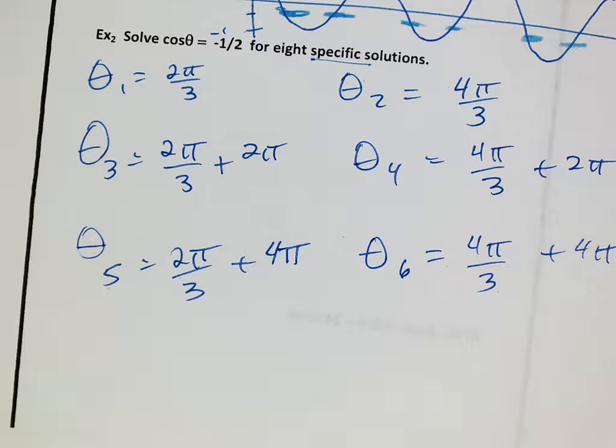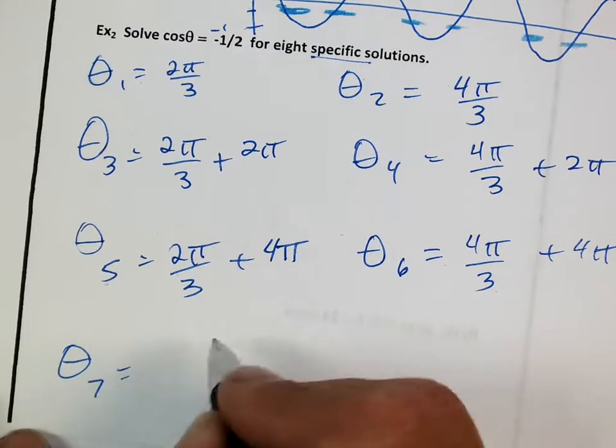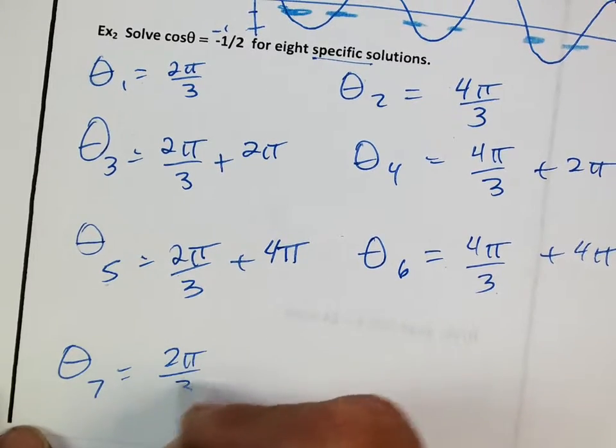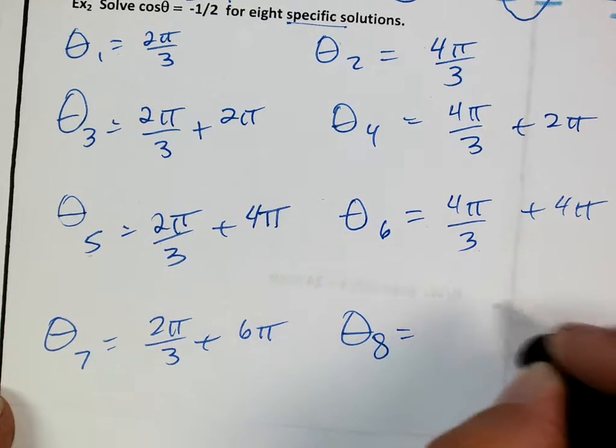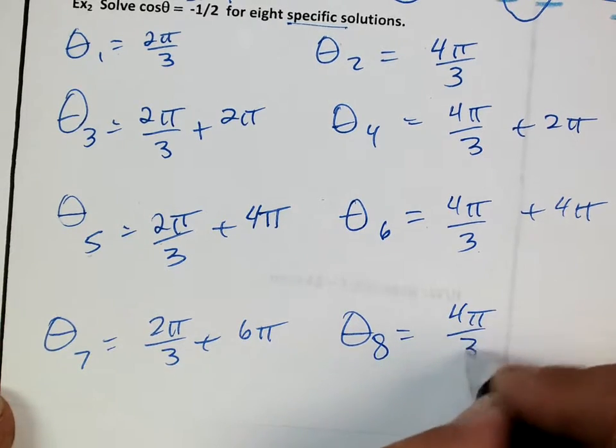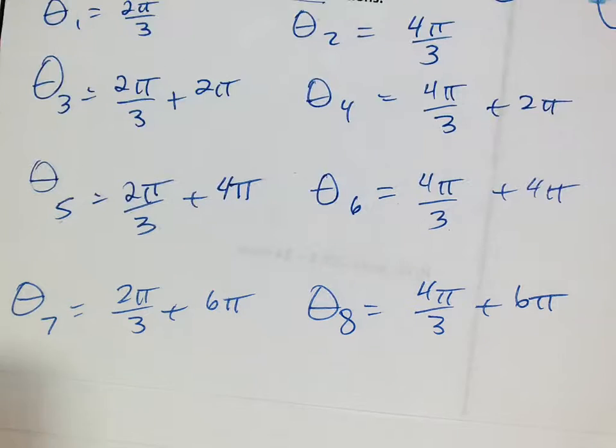Hopefully that makes sense. I need 2 more. So theta 7, what's theta 7? Yeah, 2 pi thirds plus 6 pi. And then theta 8 would be, everybody agree with that? And then what Lane brought up was really good.